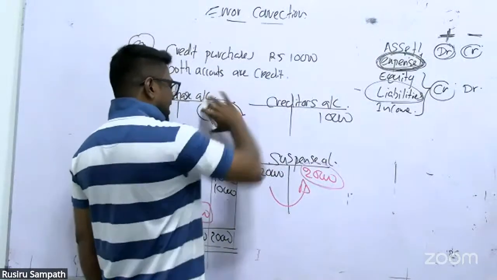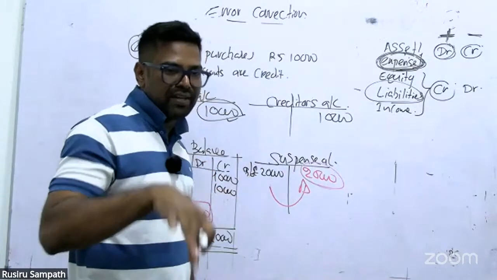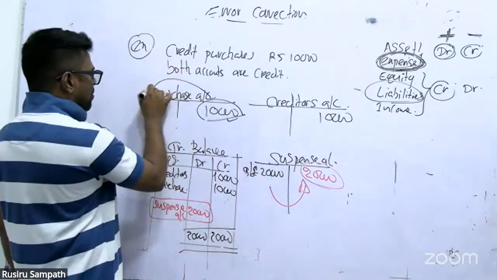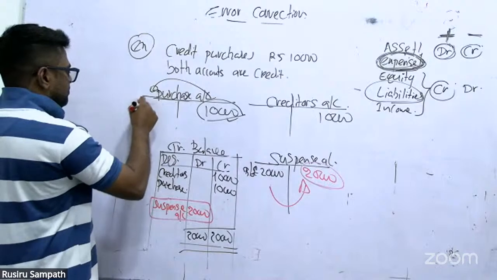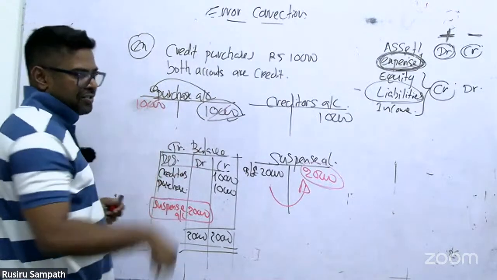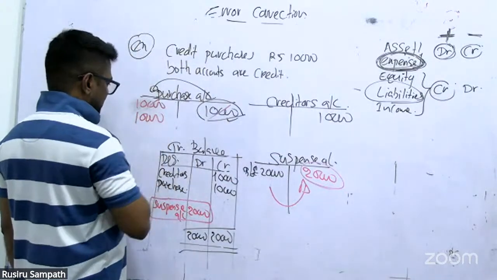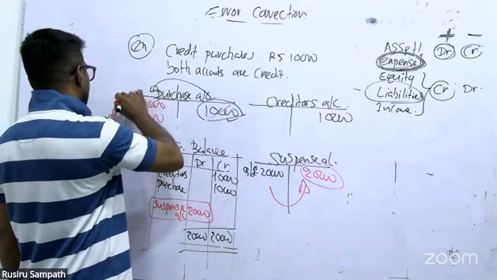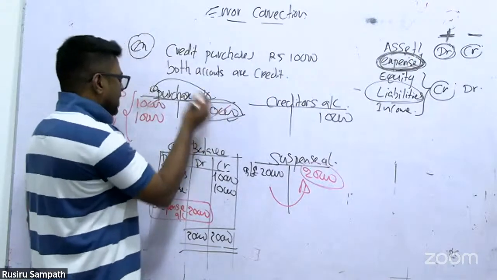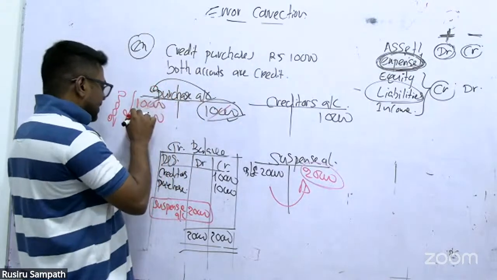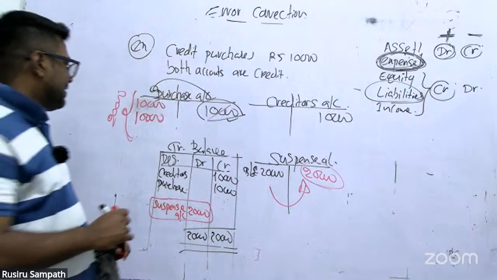Now remove it from the trial balance. How to remove? To remove a credit balance, we debit. Now the 10,000 is removed. Debit 10,000 correctly, then the total debited is 20,000. That is the error correction entry.